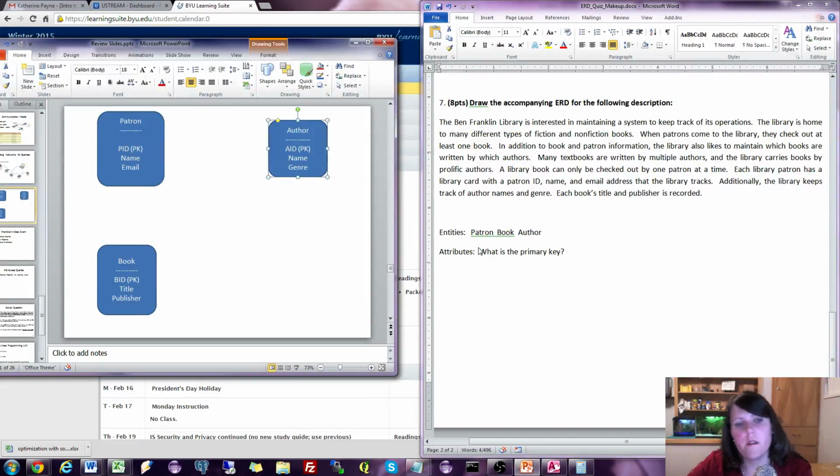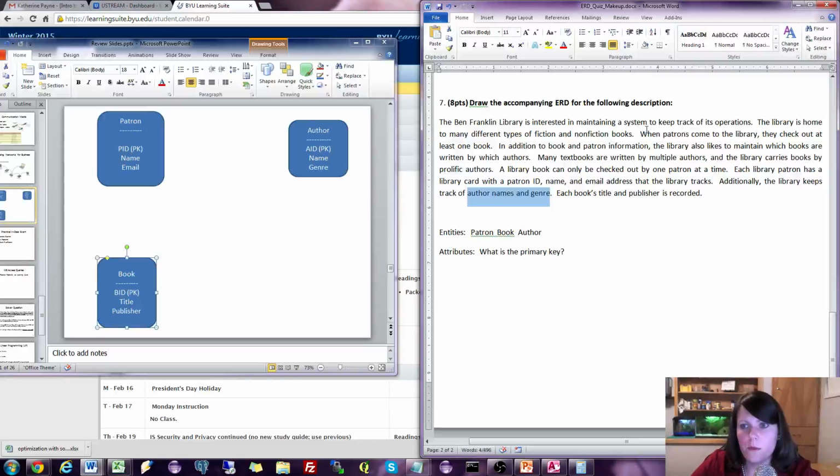So before we move on, now we need to assess what the relationships are and their cardinality. So we need to reread. So when patrons come to the library, they check out at least one book. So let me jot down here. So we've got patron to book. So for each patron, we've got, actually, let me put this right here. Okay, we've got many books per patron.